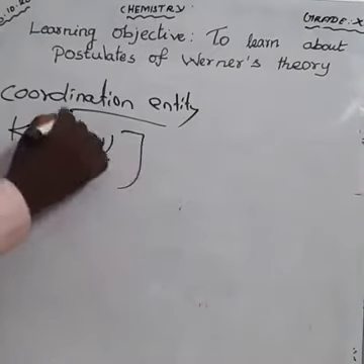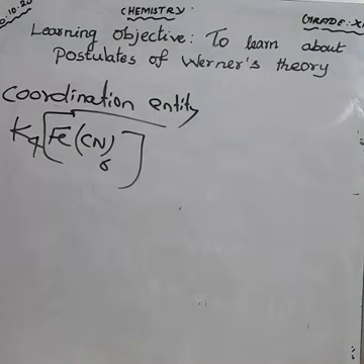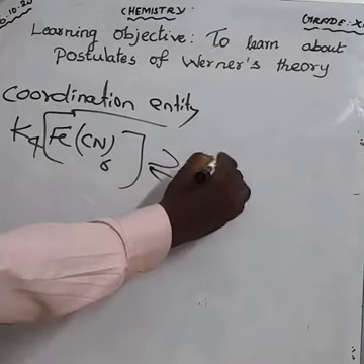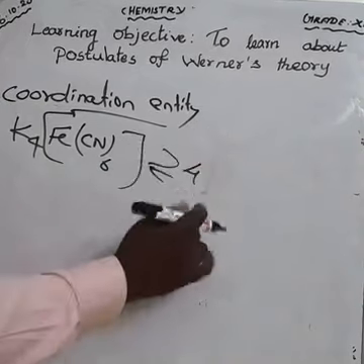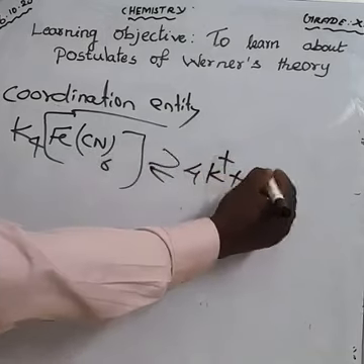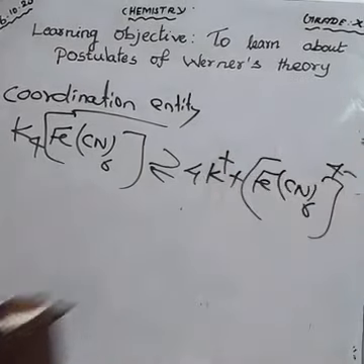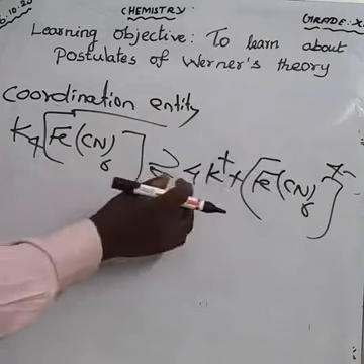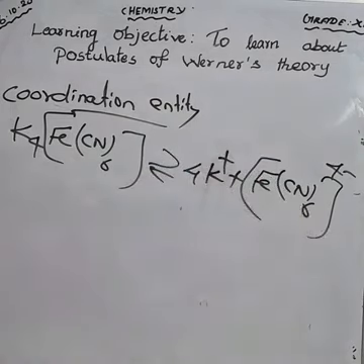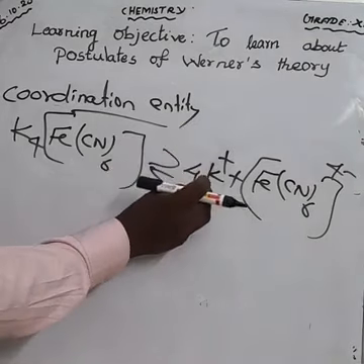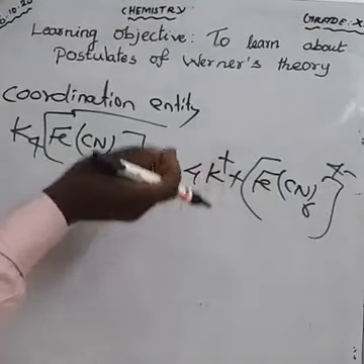K4[Fe(CN)6]. This is one of the coordination complexes. This is a cation, this is an anionic complex. For example, K4[Fe(CN)6] gives 4K+ and [Fe(CN)6]4-. Okay, this is the complex. It ionizes into K+ and [Fe(CN)6]4- ion. These are the spectator ions.